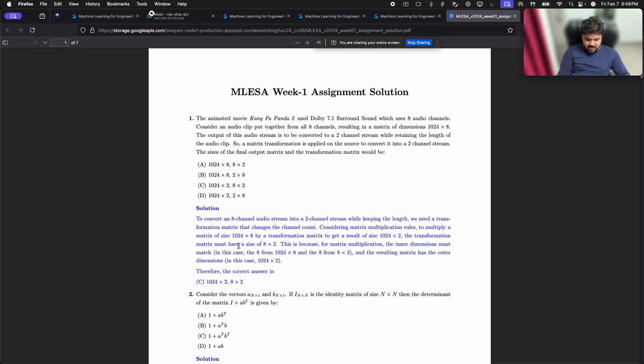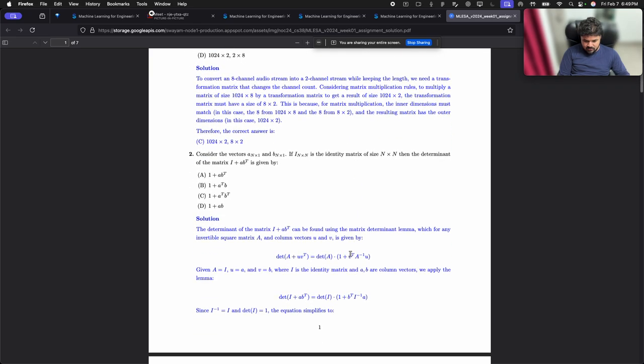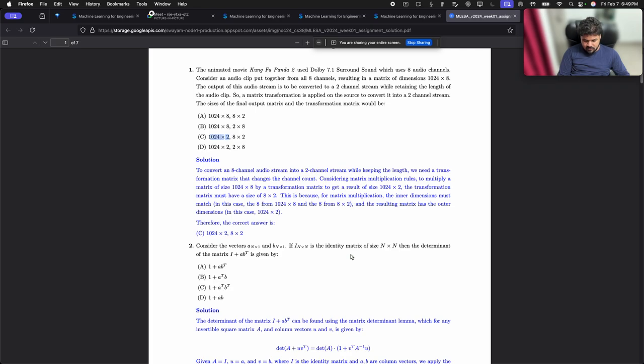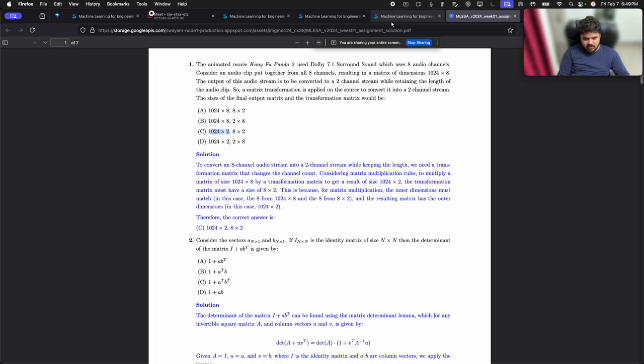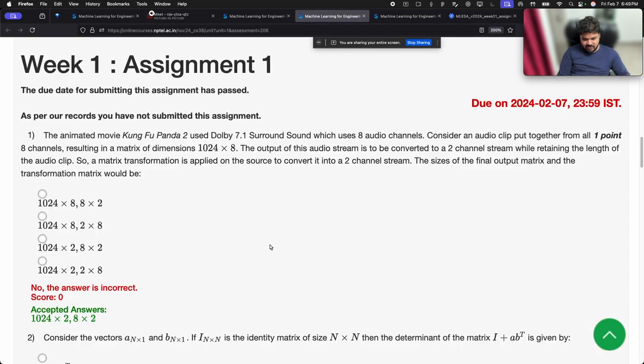So ultimately you have to multiply 1024 into 8 by a matrix to get this. So what you have to do is multiply 1024 into 8 into 8 into 2 to get 1024 into 2. So this is the size of the transformation matrix, and the final matrix will be of this size, correct? Okay, so this is about the matrix multiplication.